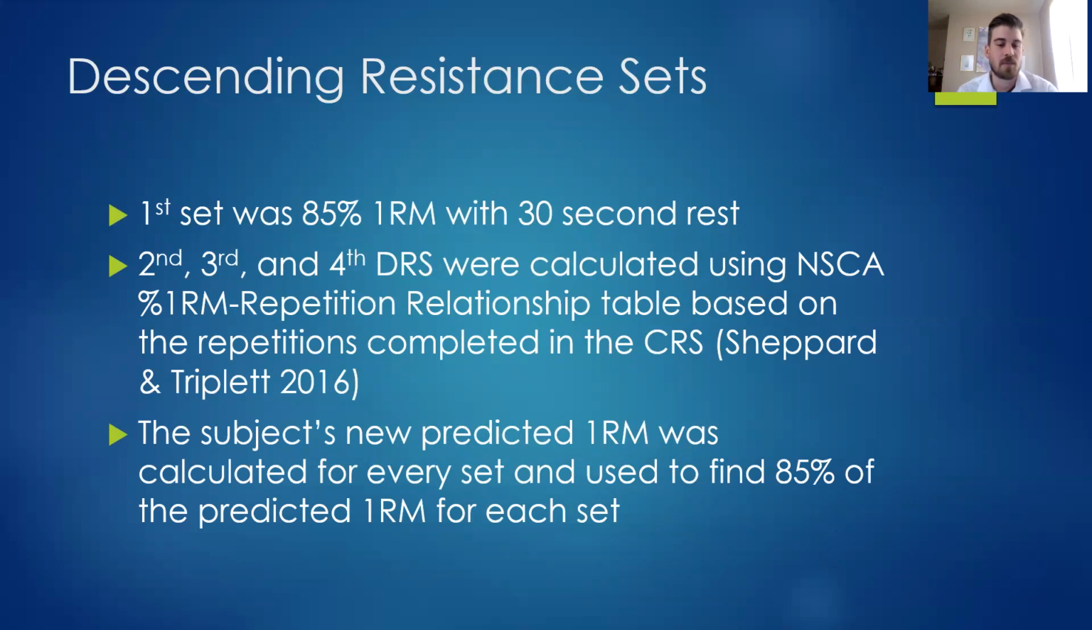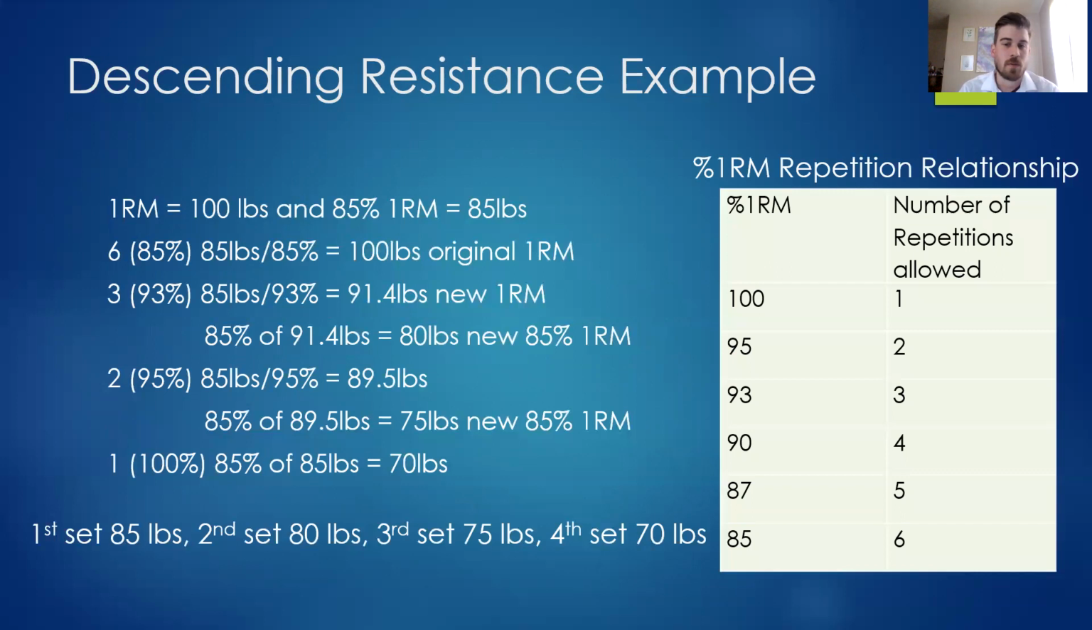And then the subject's new predicted 1RM was calculated for every set and used to find 85% of the predicted 1RM for each set. So a little example of what this might look like, the calculation. So let's just say someone has a 1RM of 100 pounds, and then 85% of that 100 pounds is 85 pounds. And over those 4 sets with 30-second rest, they completed 6 repetitions, and then 3, and then 2, and then 1.